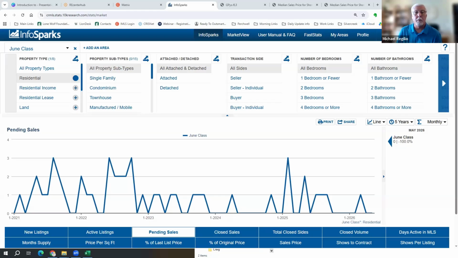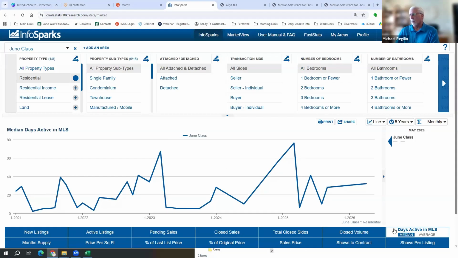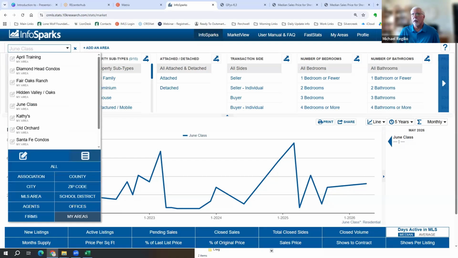Is there a difference between median and average days active in the MLS? The median, for any of these data points, is that half of the transactions were above it and half of them were below it. So when we look at days active in the MLS, median means, let's go back to Sherman Oaks. So we have more data.